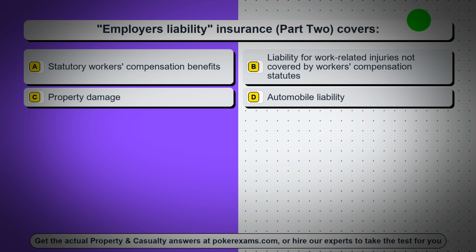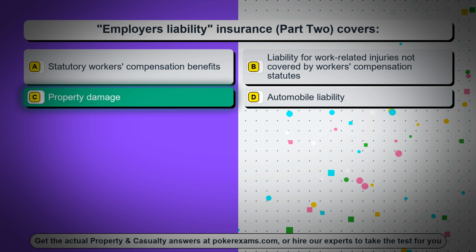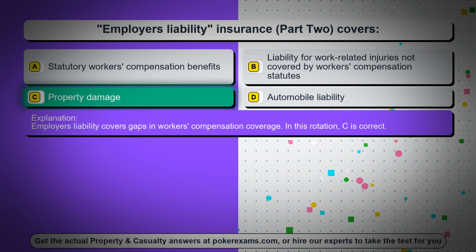Question 25. Employer's liability insurance, Part 2, covers: Option A, statutory workers' compensation benefits. Option B, liability for work-related injuries not covered by workers' compensation statutes. Option C, property damage. Option D, automobile liability. The correct answer is option C, property damage. Employer's liability covers gaps in workers' compensation coverage. In this rotation, C is correct.